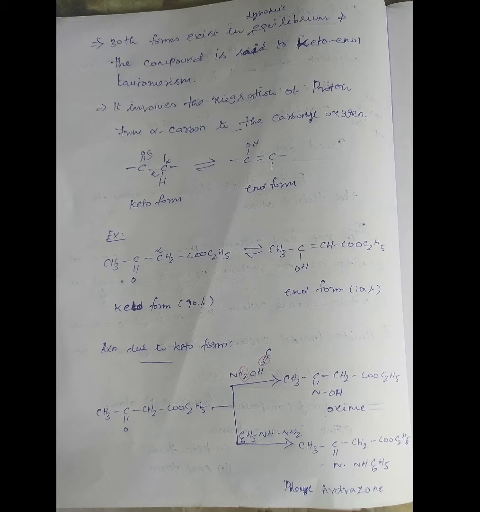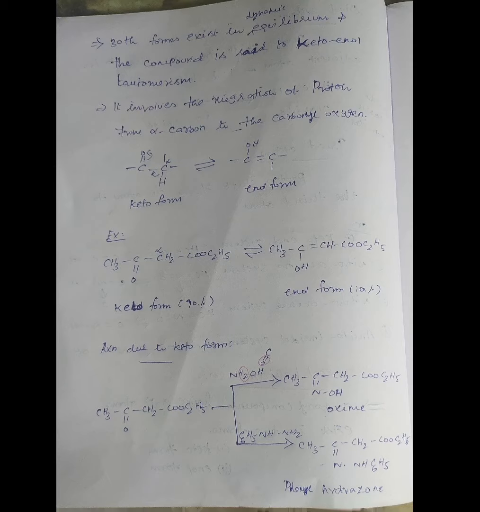So oxime is formed. Next it reacts with phenyl hydrazine. Hydrogen from NH2 and oxygen from the carbonyl group are combined together, so water is removed. This is a condensation reaction. So what is the product? CH3C double bond NNHC6H5. This is phenyl hydrazone. So this is the reaction of keto form.